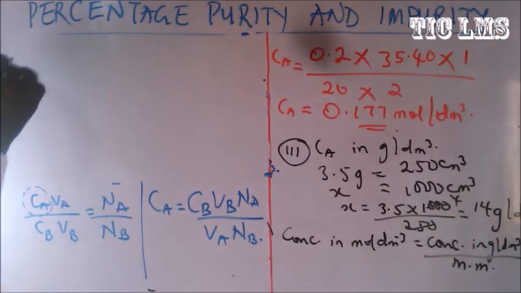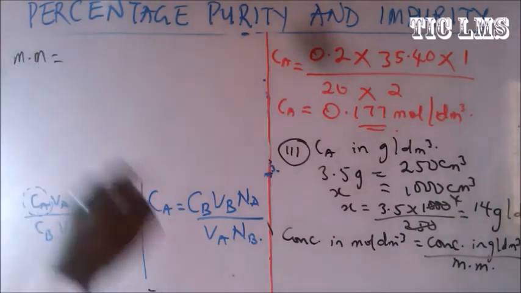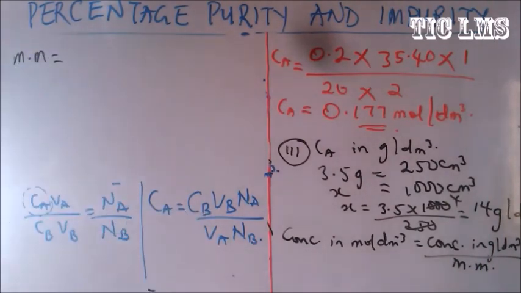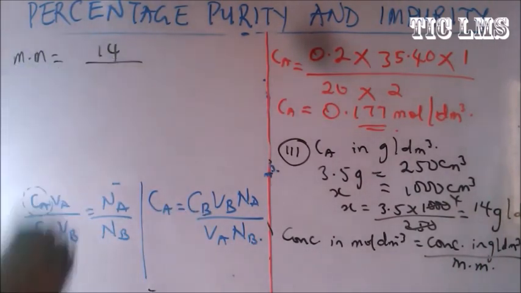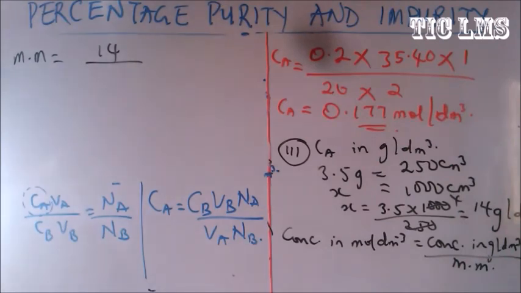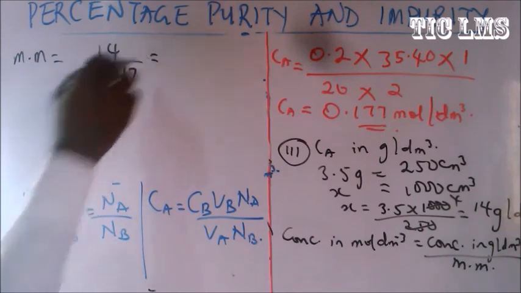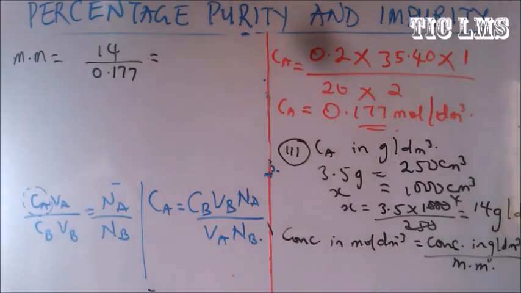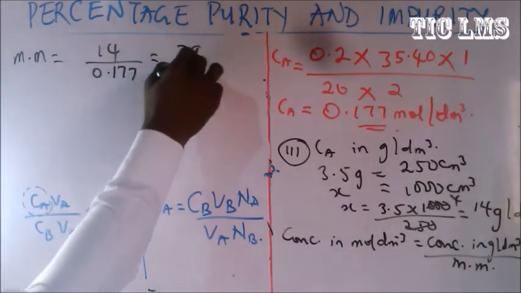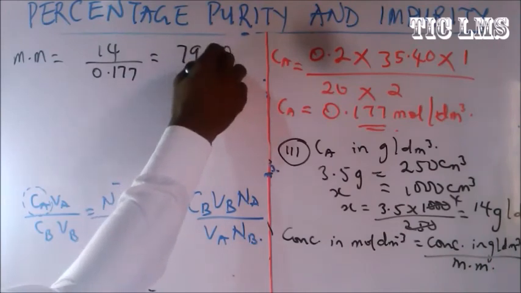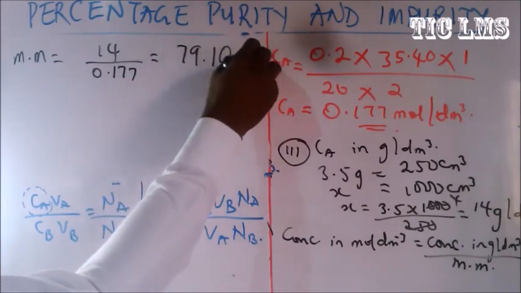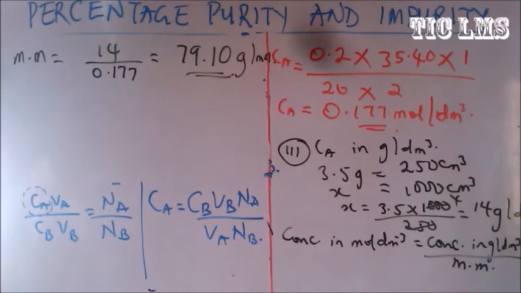And so we will have that the molar mass equals the concentration in gram per dm cubed, which is 14, over the concentration in mole per dm cubed, which is 0.177. And when we divide this, it produces 79.10 gram per mole. So here is the molar mass of the acid H2X.